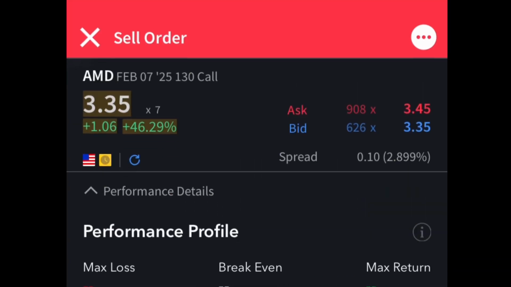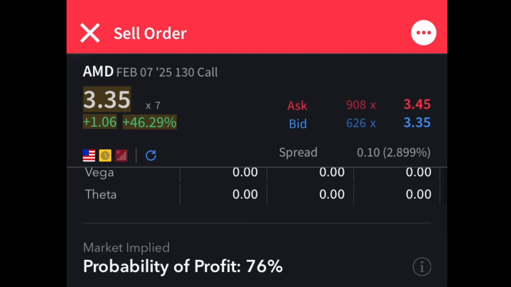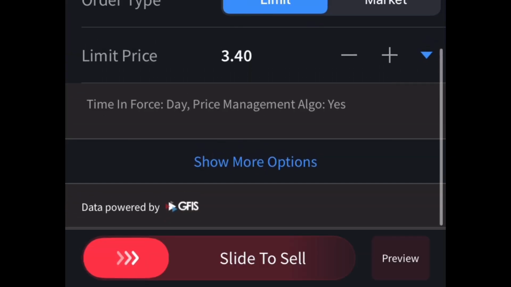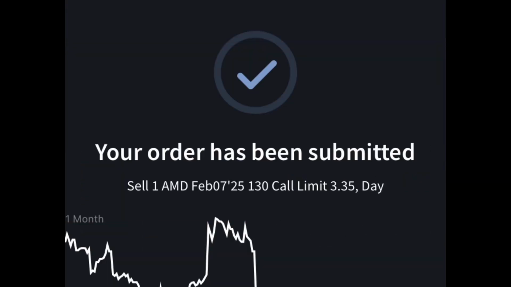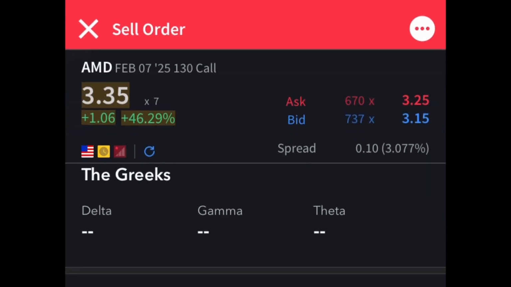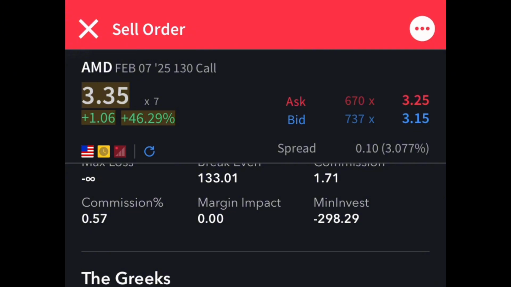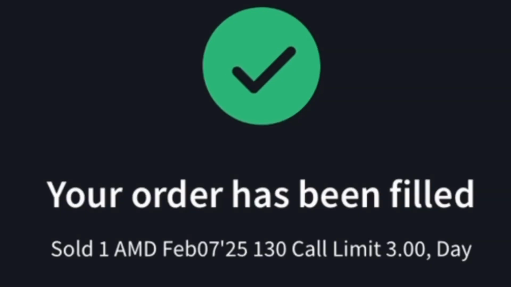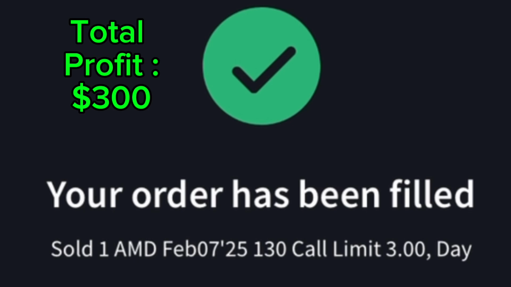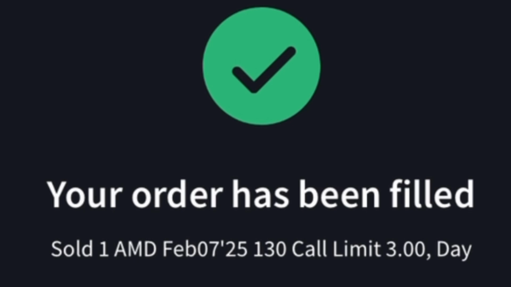As you can see over here, the order's not filled, so I have to go back and lower the premium price. So once again, it's not filled, so I have to go back down and change the price. So I'll get back to you guys when it's filled. Finally, the order was filled, but the premium I got was only $3. So let's go to the next trade then.